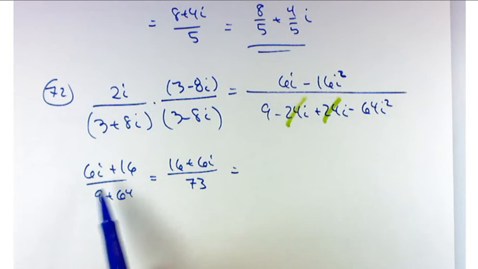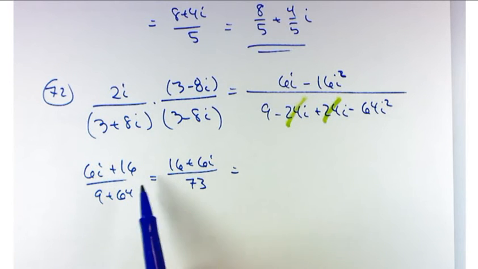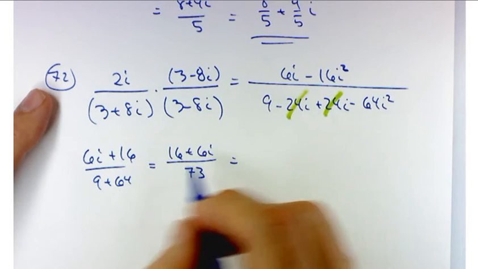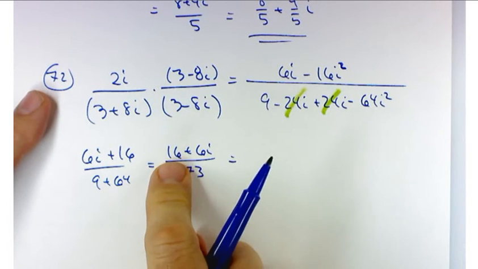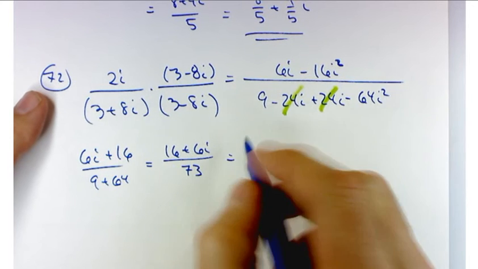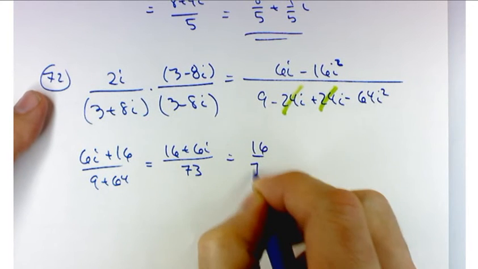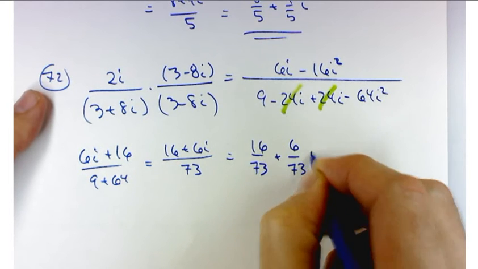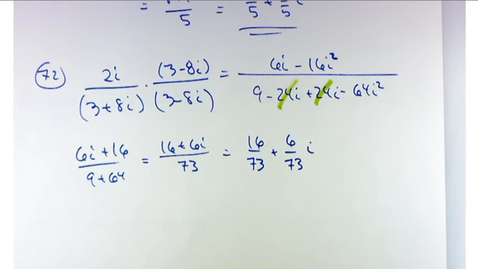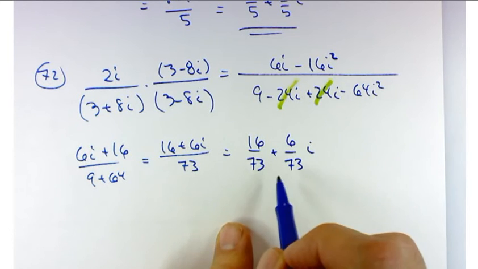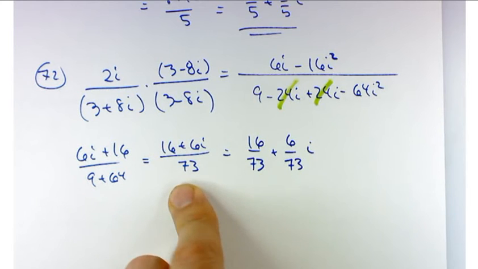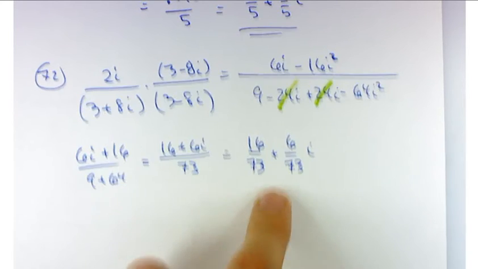Now, a lot of you left it like that. That's fine. 6i plus 16 over 73. Generally, real part, then complex part, that's fine. And you can go a little bit further if you're checking your answer on, say, WebAssign. They'll probably write it like this. They'll take the time to split it up. I'd accept this one. You don't have to worry about splitting it up for me.